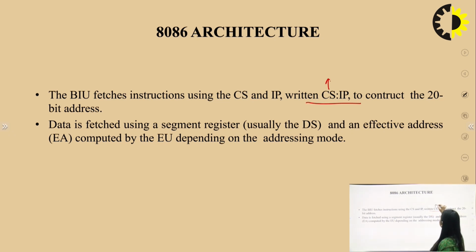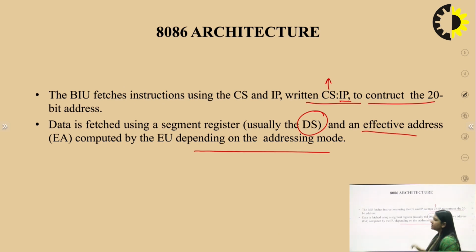The code segment address is written and the instruction pointer is given, which is called the offset, and we make this 20-bit address, which is called the physical address of the instruction. When data is fetched, we usually use the data segment register, and the effective address is given by the addressing modes.